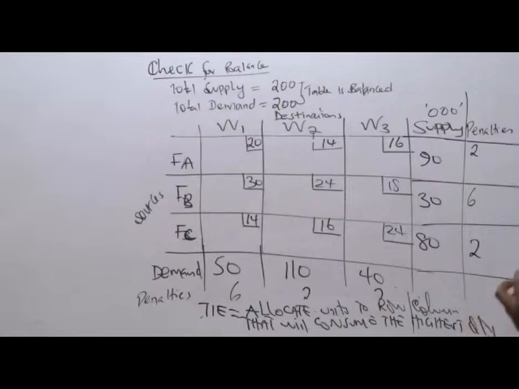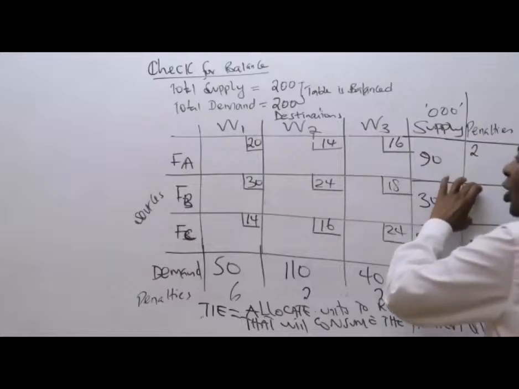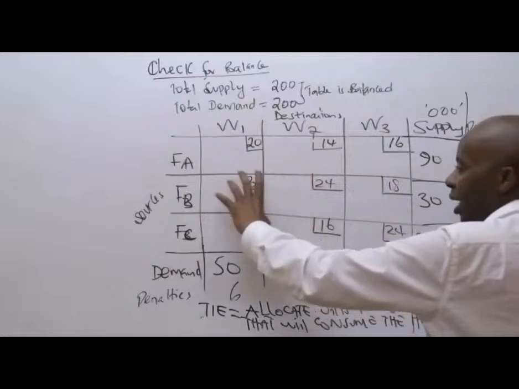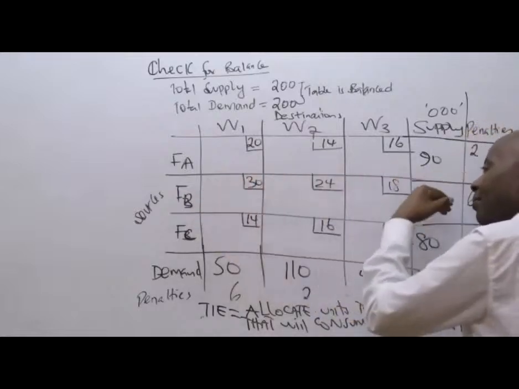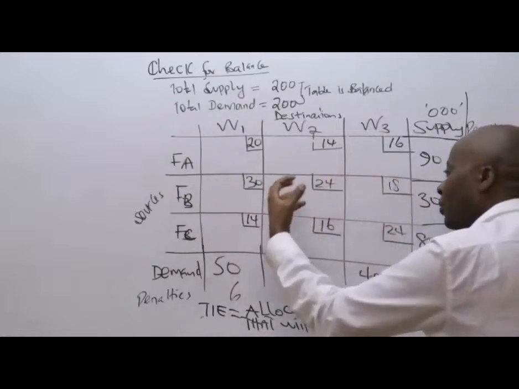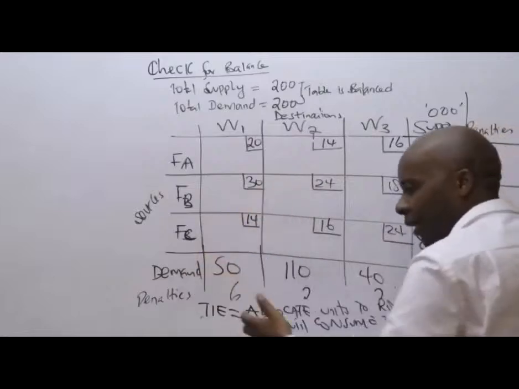So I would want to know, where do I do that assignment? Where do I do that allocation? So this is one of the highest penalties. So I'll walk along the route. And remember, walking along the route means you are a cost minimizer.